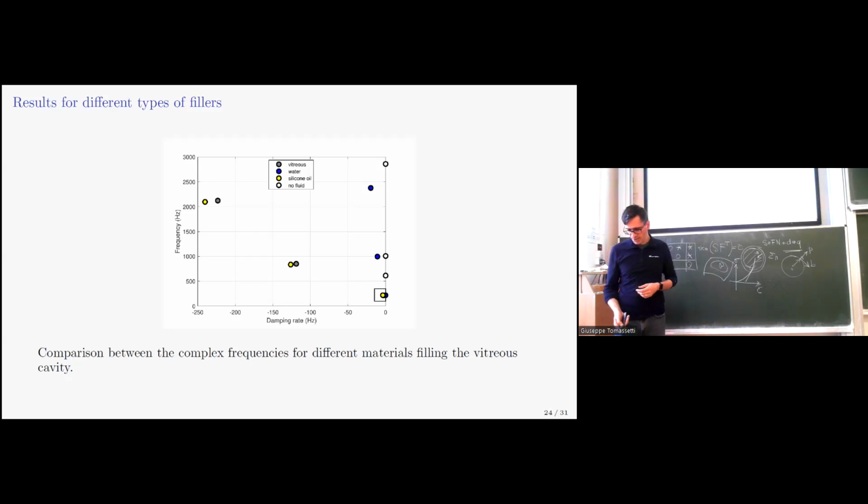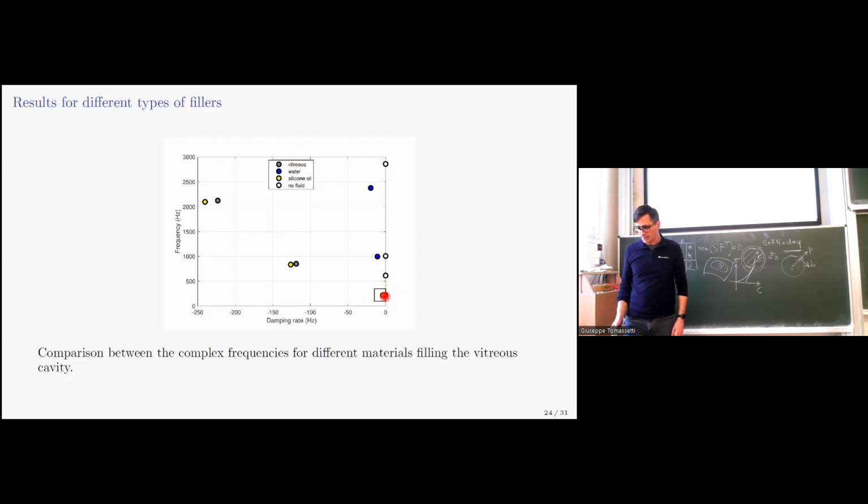So what you see in this figure are the eigenvalues of the system. For example, for the vitreous, you have one eigenvalue here, one eigenvalue here, and one eigenvalue here. Okay, no, they are superposed. The first eigenvalue for the vitreous is here, the second here, and the third here. On the horizontal axis, you have the damping rate, and on the vertical axis, you have the frequency of oscillation.